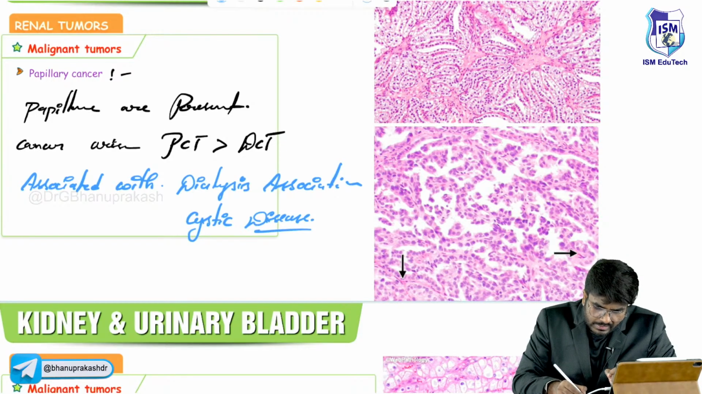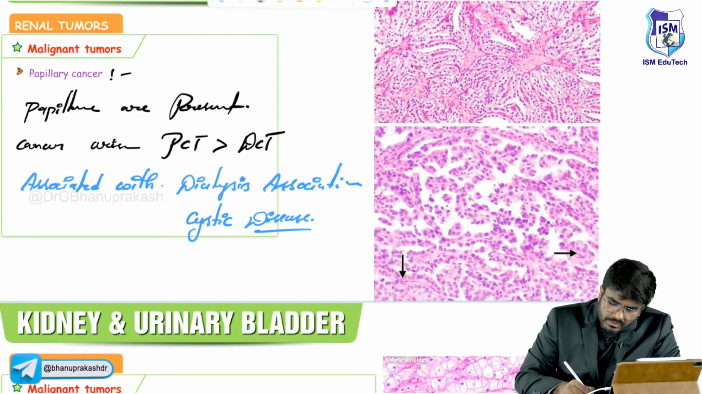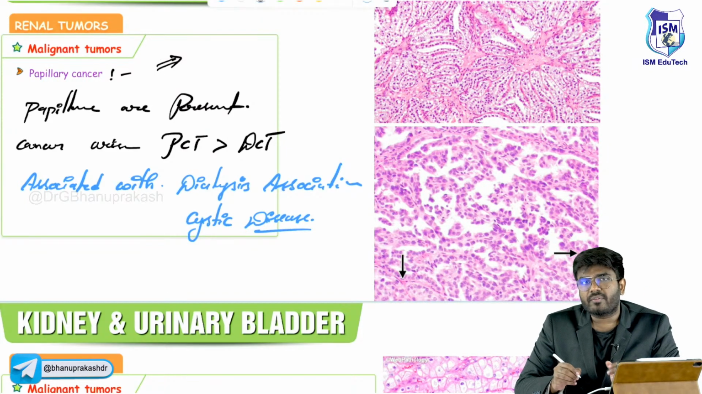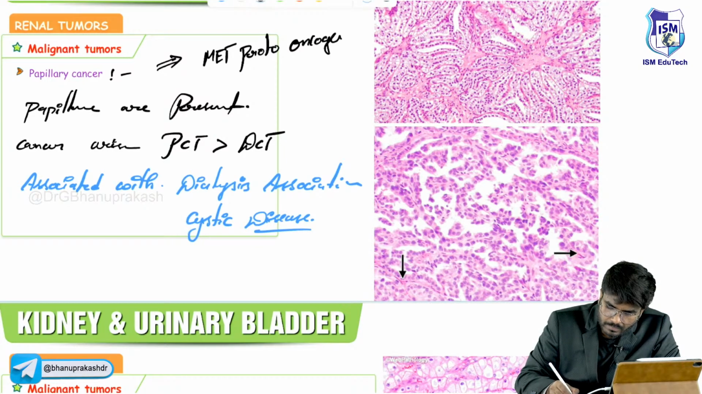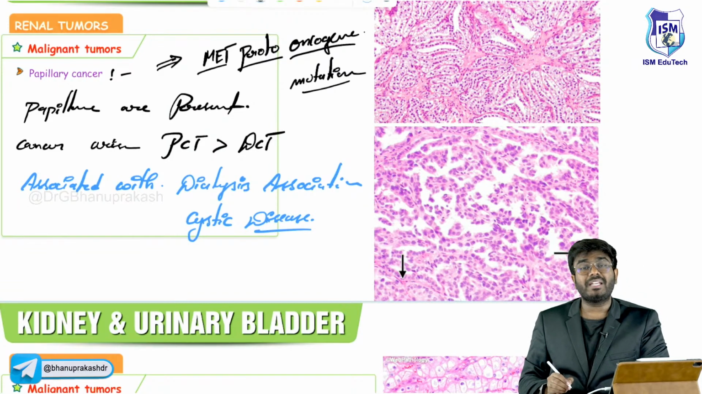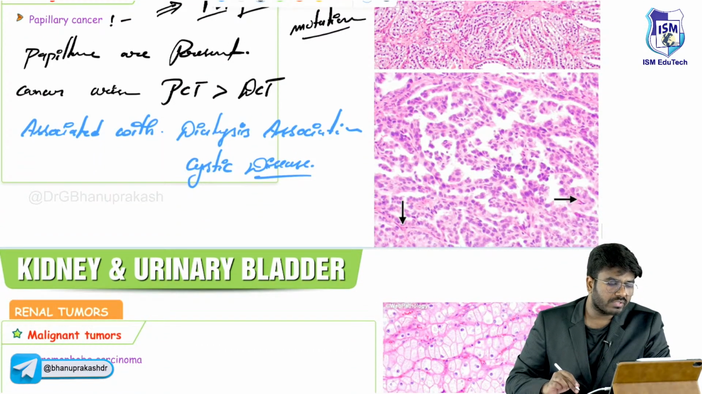Okay, sir, in these patients with papillary cell carcinoma, what are the gene mutations which can lead to this type of cancer? It's a MET proto-oncogene mutation. MCQ: MET proto-oncogene mutations are seen in these patients. So these are some important points which I want you to know.